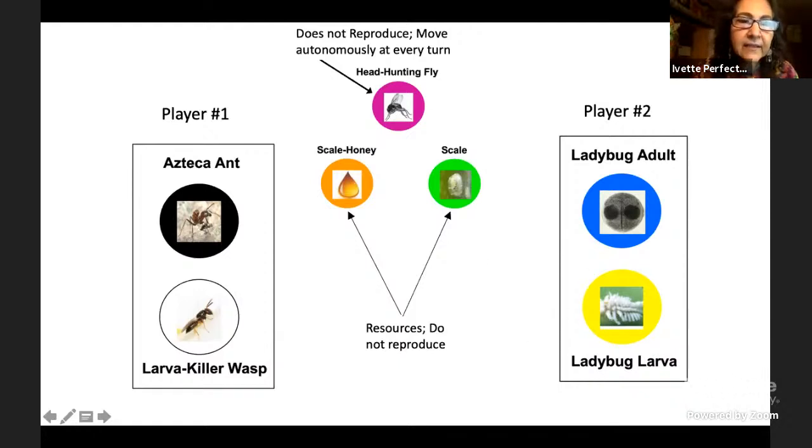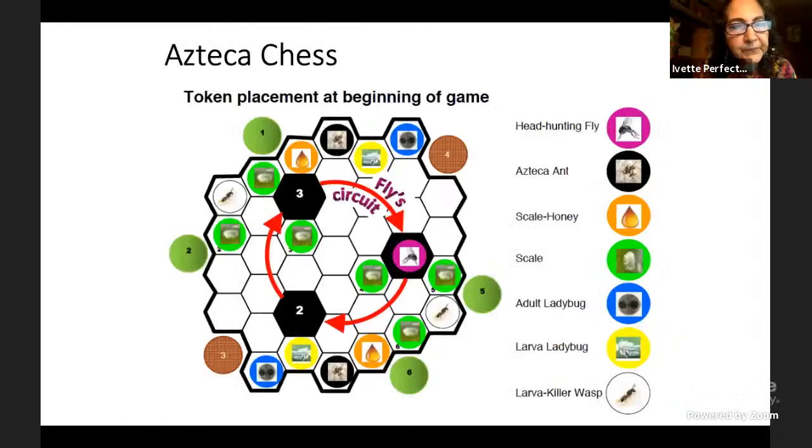The Azteca phorid fly moves autonomously. Every round there's a movement of the fly, but the players don't move it. So here's the board of Azteca chess. This is the position of the phorid fly. At every turn, the phorid moves from here to position 2, and then the next round from 2 to 3, the next round from 3 to 1, etc., etc. And this is how the board looks at the beginning of the game.